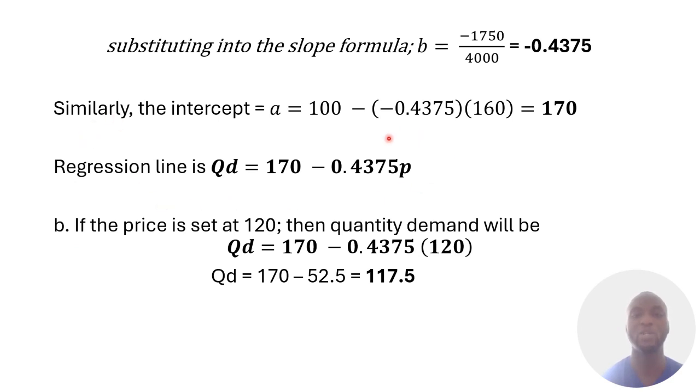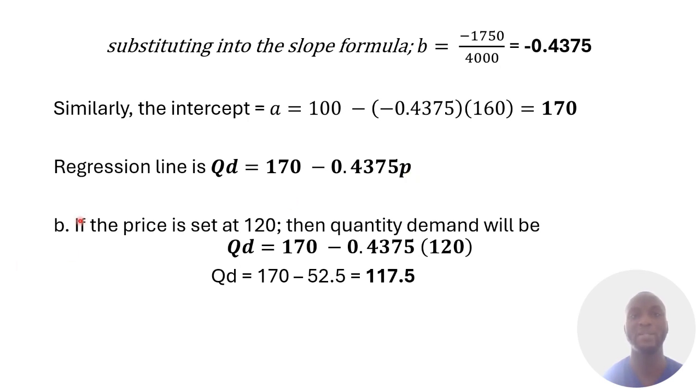So now that we figure out what our A is, our intercept, we can put it in our regression line. Remember, our regression line says quantity demanded, if you go back to your note, equals A, that is your intercept, minus, not this minus, but in the formula, minus your slope multiplied by the price.